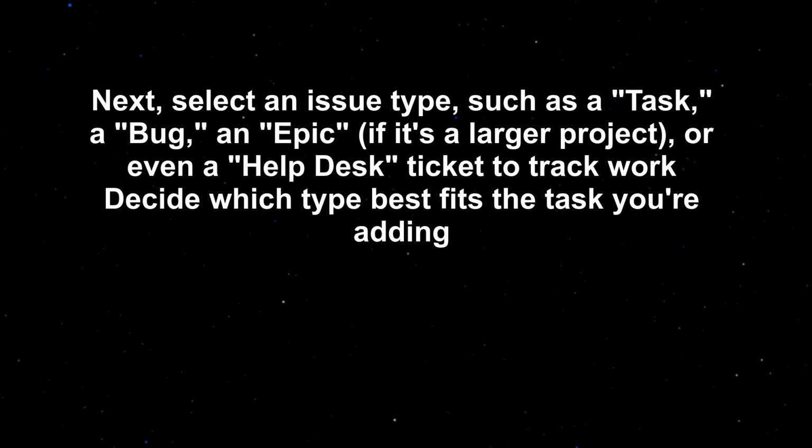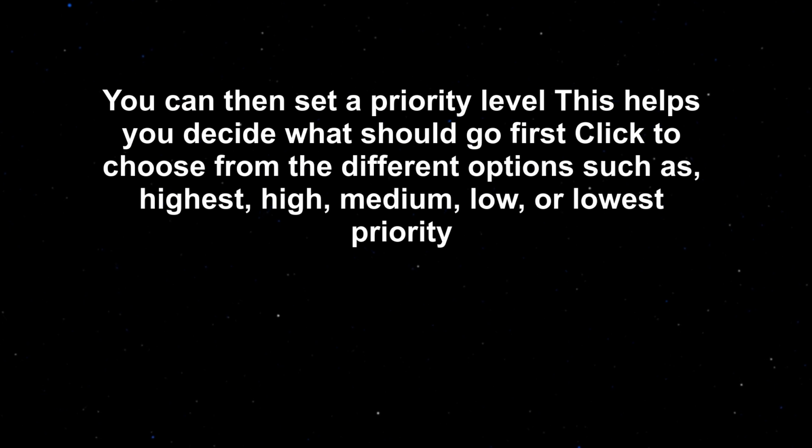Next, select an issue type, such as a task, a bug, an epic if it's a larger project, or even a help desk ticket to track work. Decide which type best fits the task you're adding. You can then set a priority level. This helps you decide what should go first. Click to choose from the different options such as highest, high, medium, low, or lowest priority.